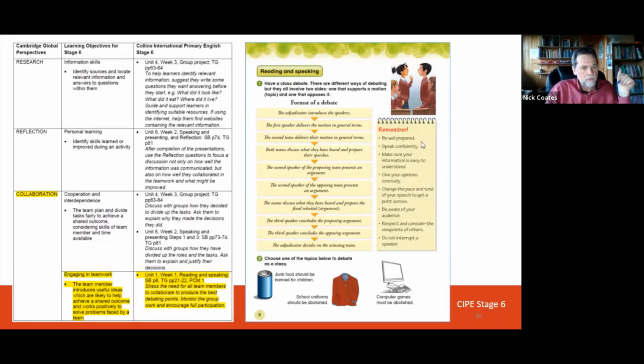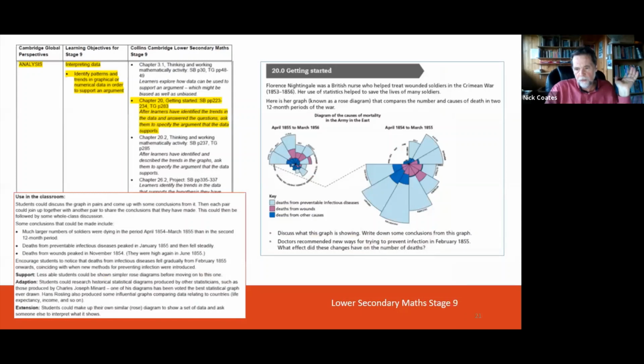Learning objective is the team member introduces useful ideas which are likely to help achieve a shared outcome and works positively with others. Okay, if we look at the next example, which is moving up to stage 9.